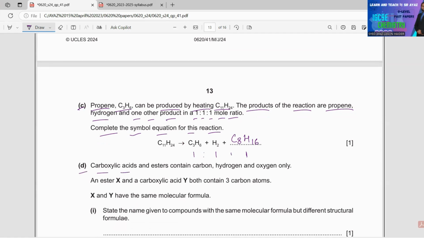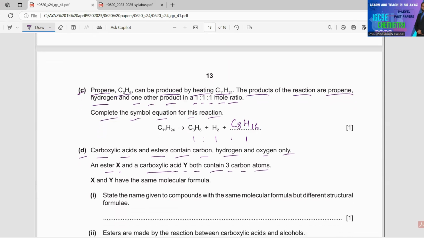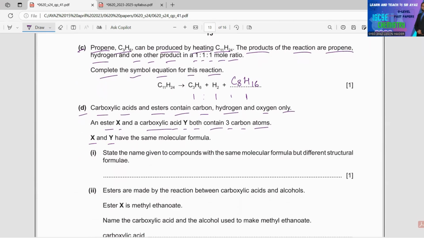D. Carboxylic acids and esters contain carbon, hydrogen, and oxygen only. An ester X and a carboxylic acid Y both contain 3 carbon atoms. X and Y have the same molecular formula. Number 1, state the name given to compounds with the same molecular formula but different structural formula. We call them structural isomers.